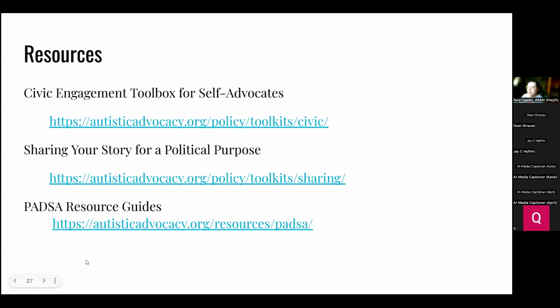And so lastly, I wanted to point out some resources that if you wanted to learn more about these topics, get into them in more detail, ASAN has written a lot about legislative advocacy and community organizing in general. So we have two toolkits, the Civic Engagement Toolbox for Self-Advocates and Sharing Your Story for a Political Purpose. And then we also have a bunch of resource guides from PADSA, that's our Pacific Alliance for Disability Self-Advocacy Project. So yeah, definitely take a look at those if you're interested.